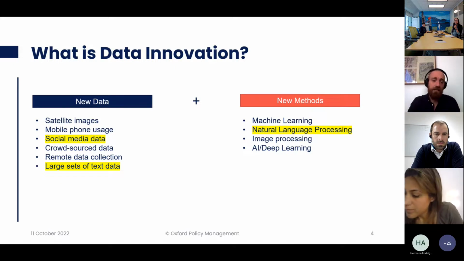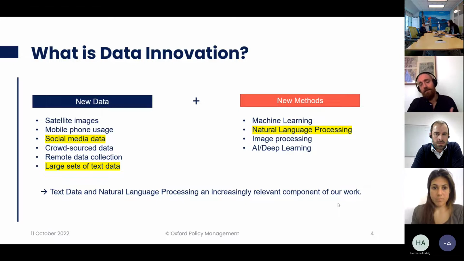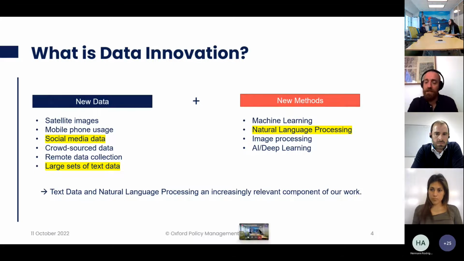And that's what our data innovation team works on. Text data and natural language processing, in our experience, at least over the last, let's say, 5 years or so, has become an increasingly relevant component of our work. More and more clients talk about it. There are more and more exploratory projects also where this is being used, or where the benefits and challenges are being explored.